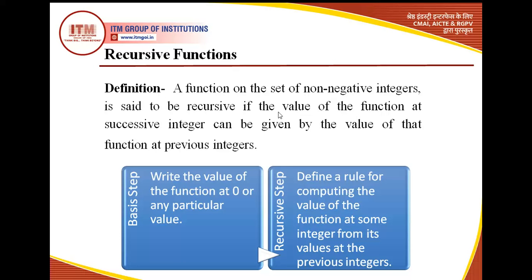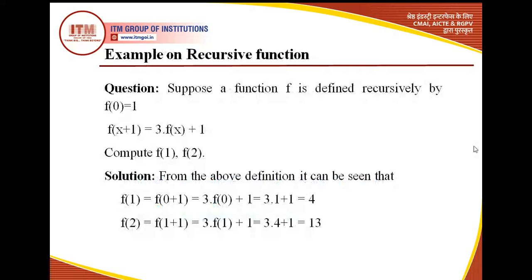Now, if we take the example of a factorial function, how can it be written as a recursive function? It can be written as f(n+1) = f(n) × (n+1). You can write it down and check whether that's correct or not. Now let's see an example of a recursive function.